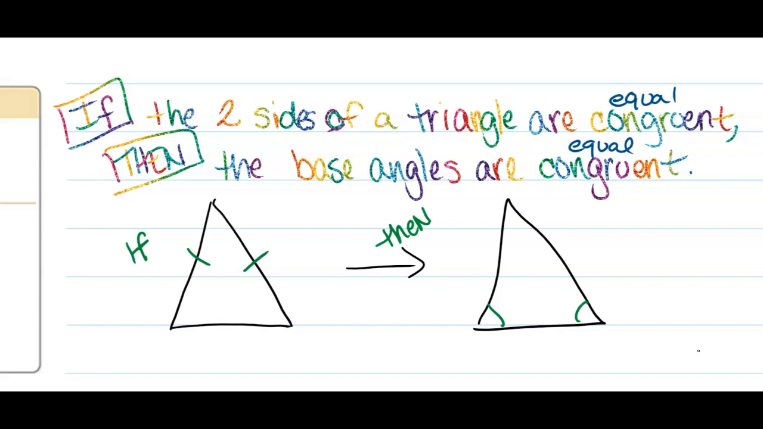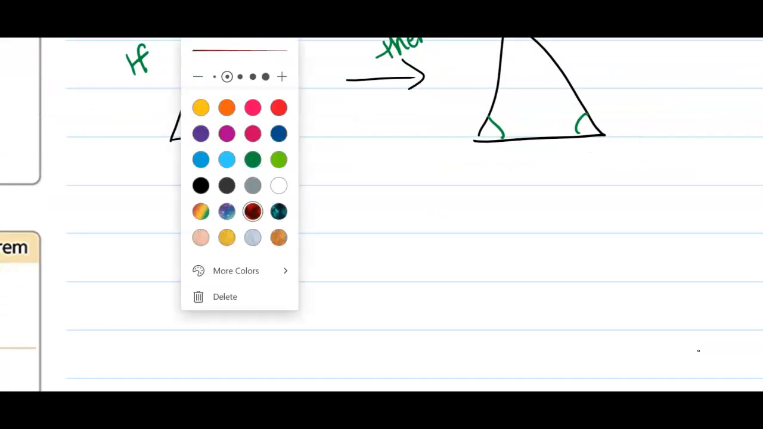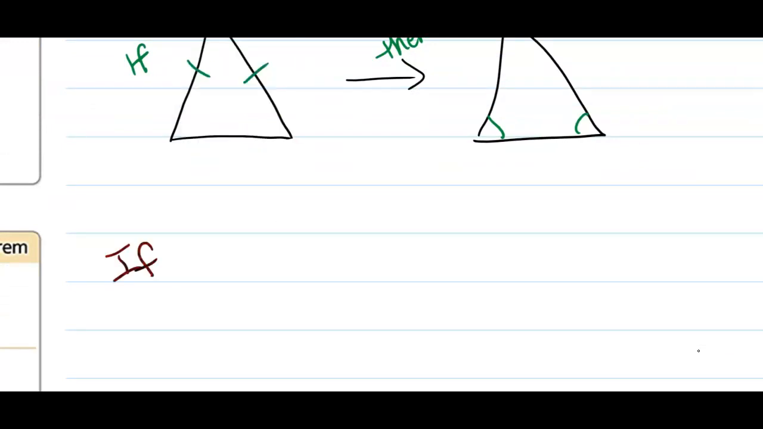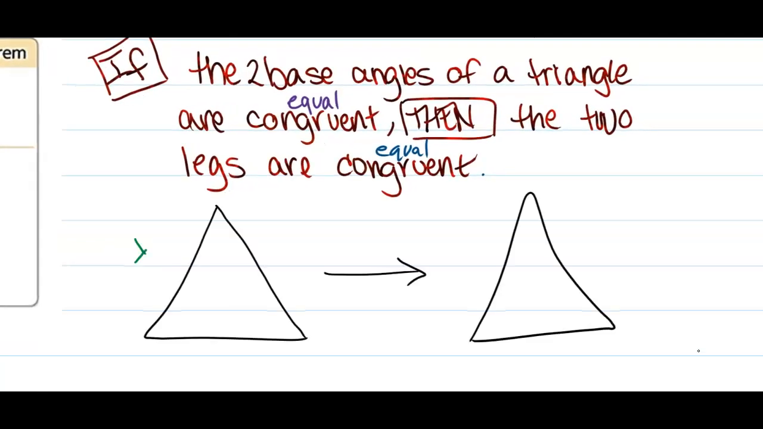Okay, we're now going to do the inverse. Do you guys remember what inverse means? Opposite. So now we're going to change it. So instead of the sides being congruent, we're going to start with the angles being congruent. So let's go ahead and draw those 2 triangles once you're ready. We're going to put if my 2 base angles are congruent, then my 2 legs are congruent.